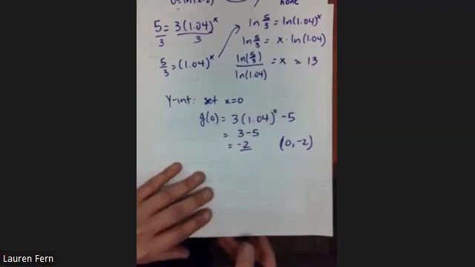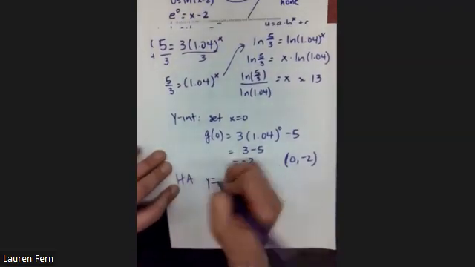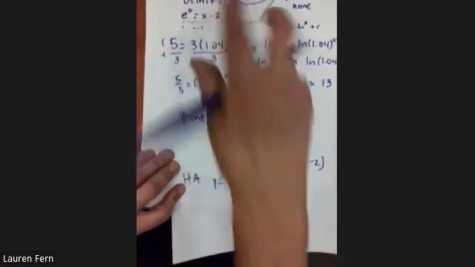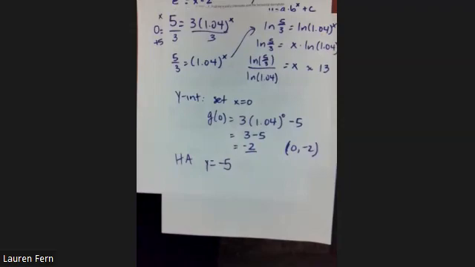And finally, your horizontal asymptote is whatever this value is back here. So it's the line y = -5.